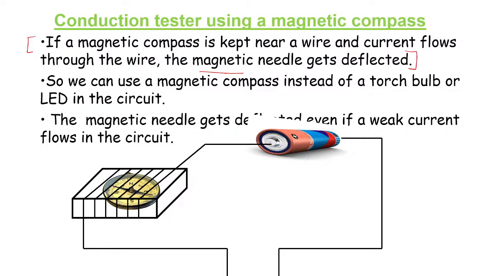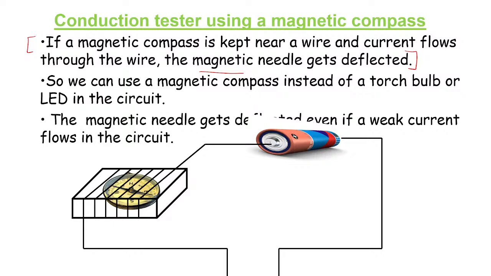That is because of one effect of the electric current: when current flows in the circuit, it behaves like a magnet. We have already seen that, and that's called the magnetic effect of electric current.